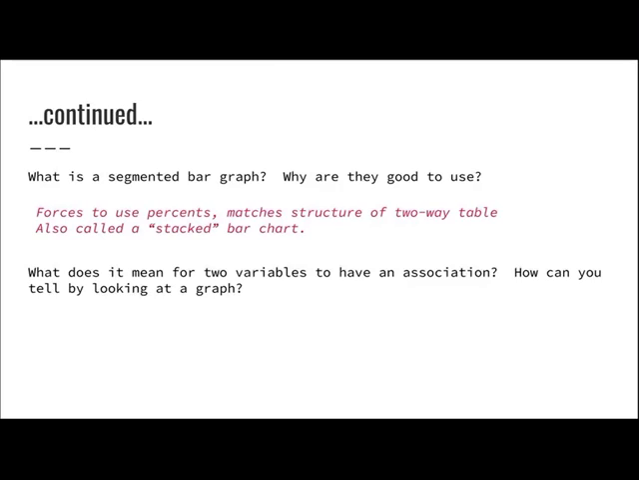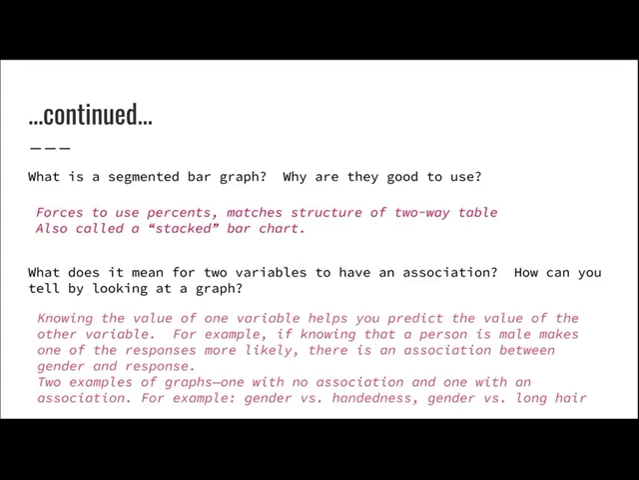What does it mean for two variables to have an association, and how can you tell by looking at a graph? So firstly, knowing the value of one variable helps you predict the value of the other. For example, if knowing that a person is male makes one of the responses more likely, then there's an association between gender and response.